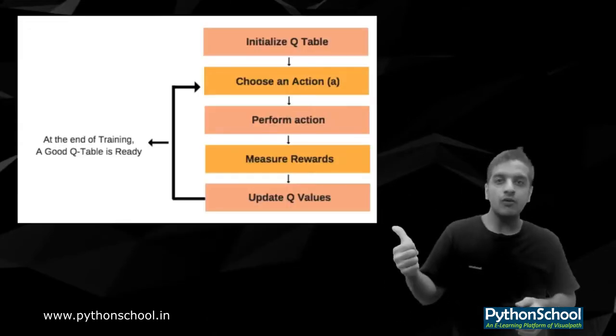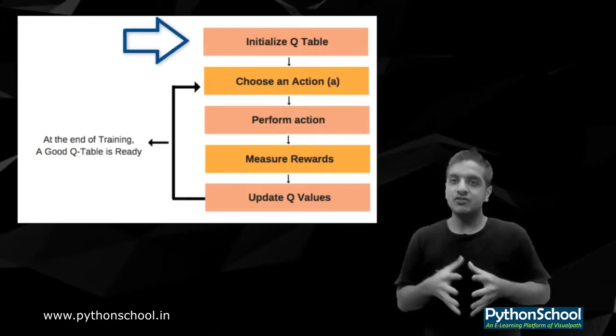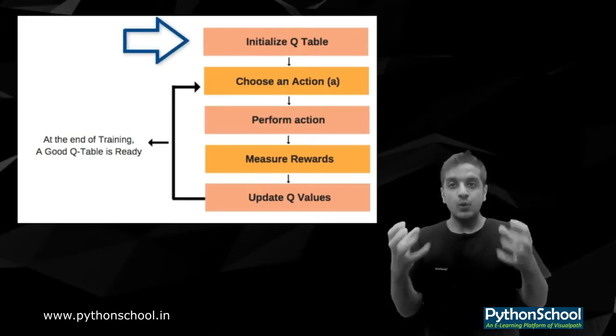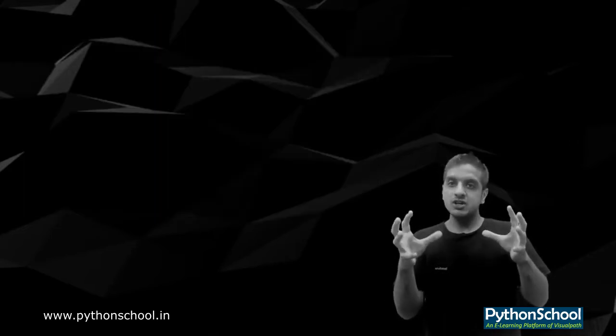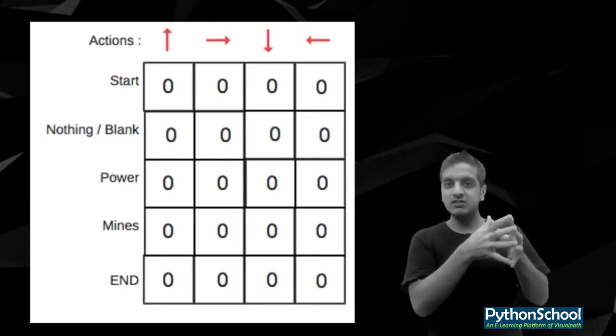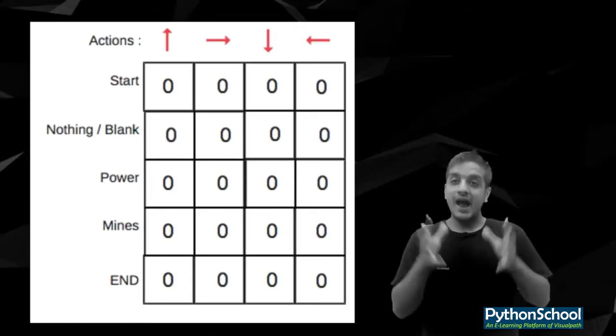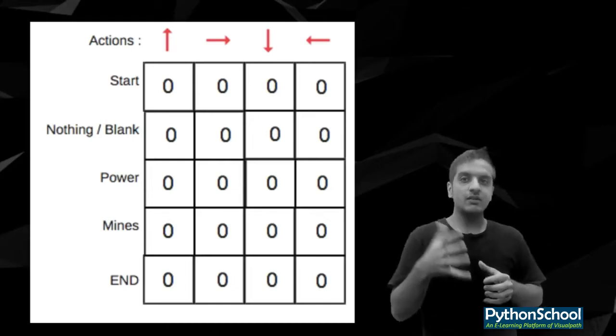This is the complete workflow of the Q learning algorithm. Starting with the initialization of the table, in the initial state when the RL agent starts, all the Q values are set to 0. The columns are basically the actions, in this case there are 4, and the rows are basically the states, in this case there are 5 states. So this is how we initialize the Q table before starting our exploration.